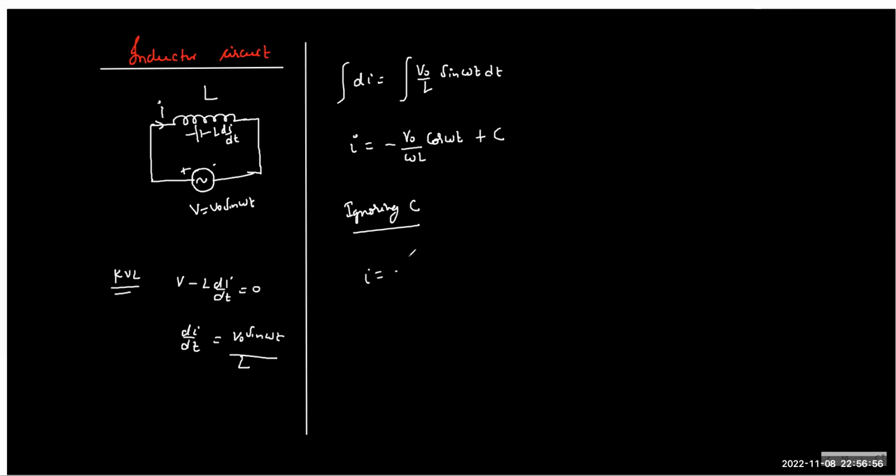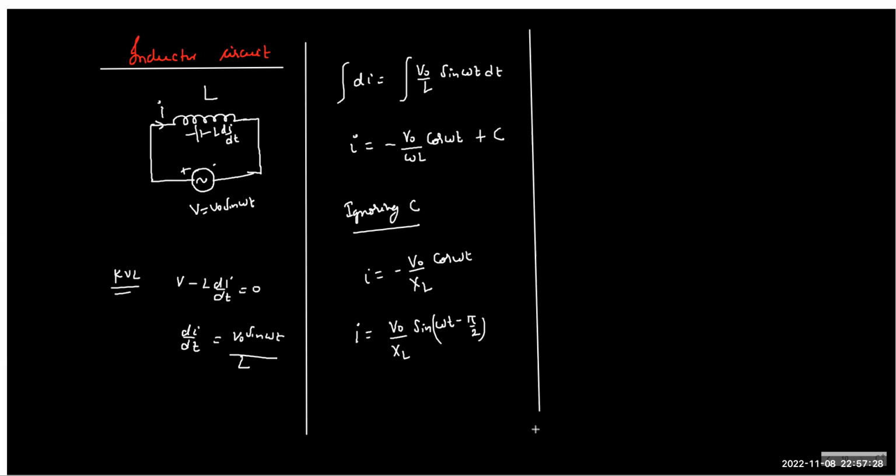So we can write I equals minus V naught by XL, and to get the minus outside, we can add a sine. Because omega t minus 90 means you can take minus common, it will become 90 minus omega t, and 90 minus omega t becomes cos, so it will become minus. So mathematically, you can understand.